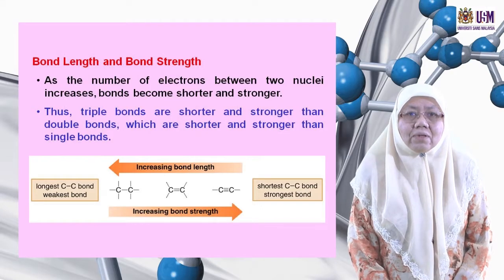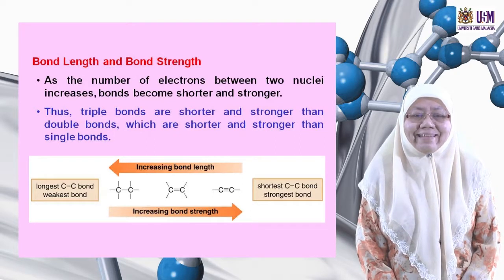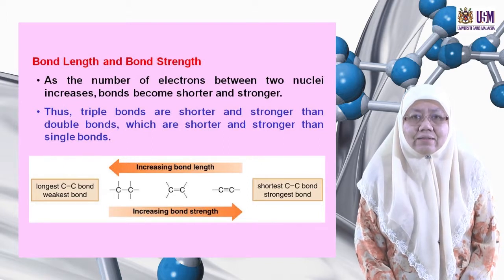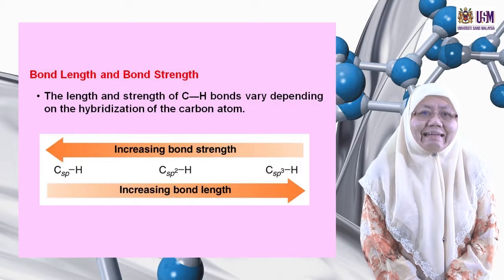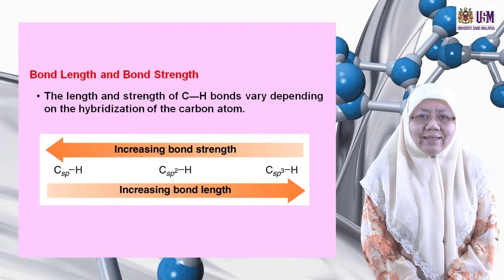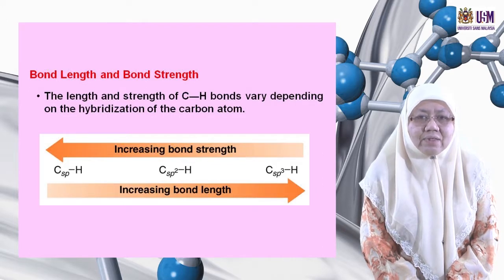Bond length and also bond strength can be summarized as follows. As the number of electrons between the two nuclei increases, bonds become shorter and stronger. Therefore, triple bonds are shorter and stronger than double bonds, and double bonds are shorter and stronger than single bonds. The strength and length of the carbon-hydrogen bonds vary depending on the hybridization of the carbon atom. The shortest bond would be the bond between the sp carbon and the hydrogen, and the longest bond would be between the sp3 carbon and the hydrogen. But the strength of the bond would be the opposite.